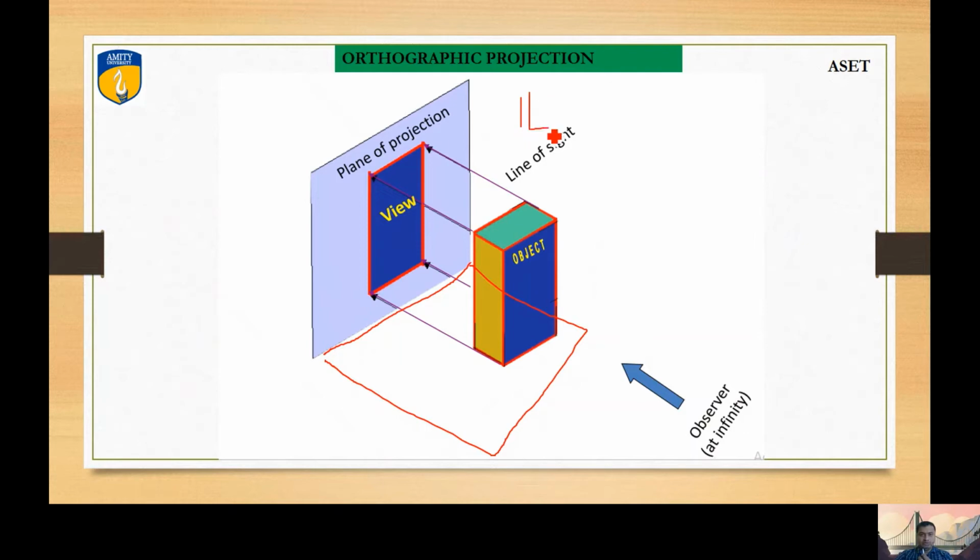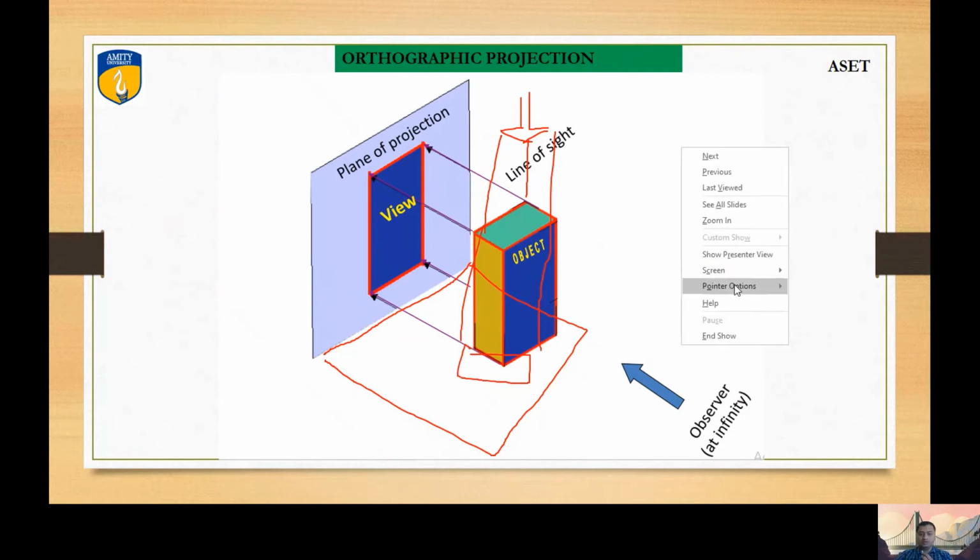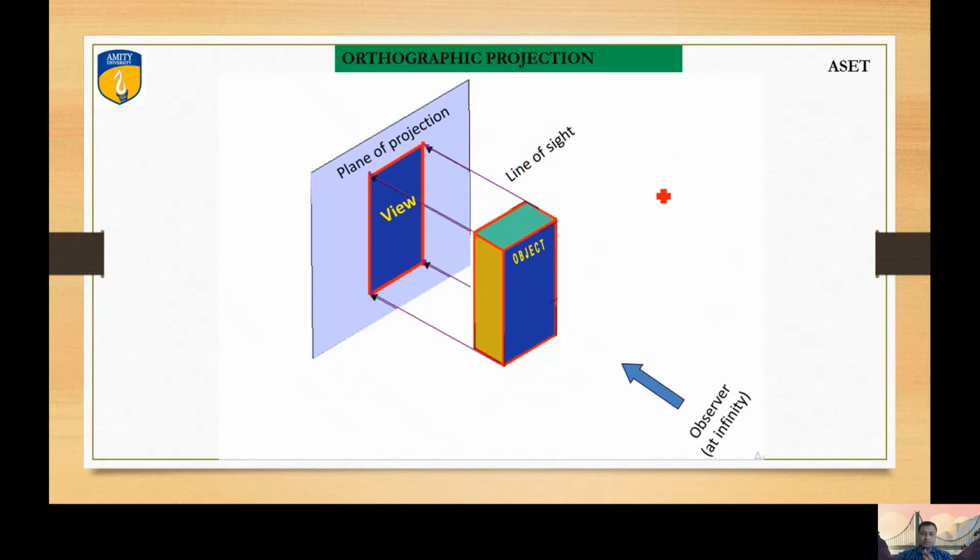So when you see from here, now the observer is shifted to this position. Now again the rays are parallel and falling perpendicular on the plane. So again you will be getting one image here, right? So that is also called the orthographic projection.